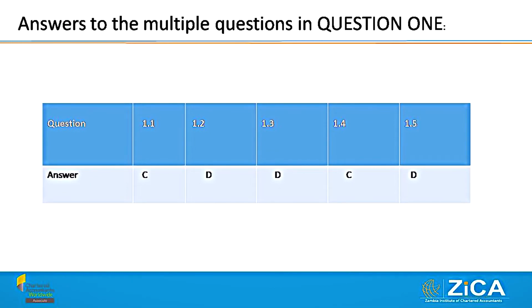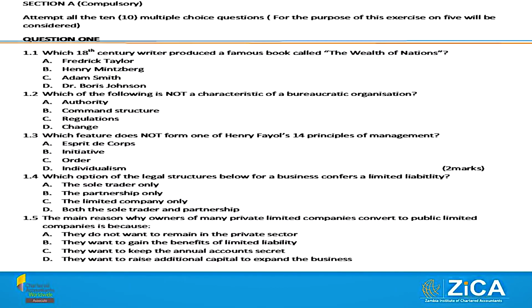1.1 is C, 1.2 is D, 1.3 is D also, 1.4 is C, and 1.5 is D. But we are more concerned with 1.1, and therefore we shall discuss it. And this is how the question was. Which 18th century writer produced a famous book called The Wealth of Nations?